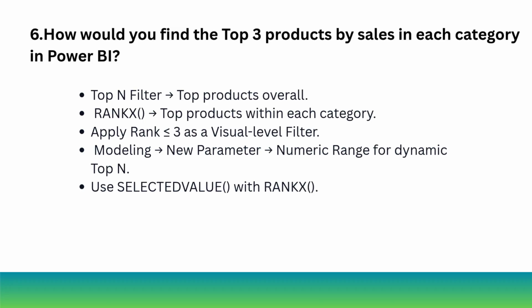Again, if the business wants the user to choose the top N dynamically, we need to follow the same method as in question number 5. We need to create a new parameter from the modeling tab, use the numeric range, then use the SELECTEDVALUE DAX function with the rank measure, and then apply the result onto the visual level filter. So this will allow the user to choose the top 3, top 5, top 10 products from the slicer. So this is how you can implement it.